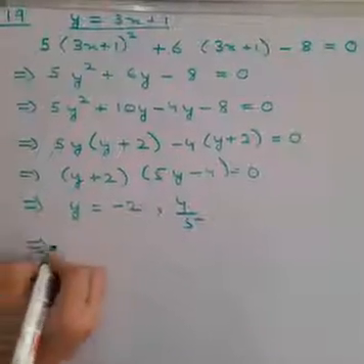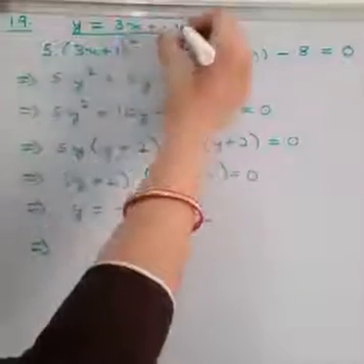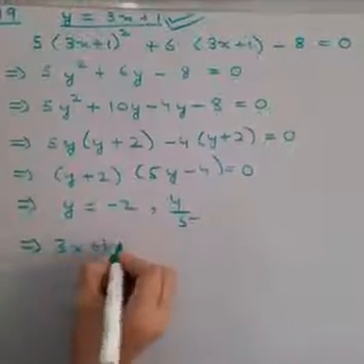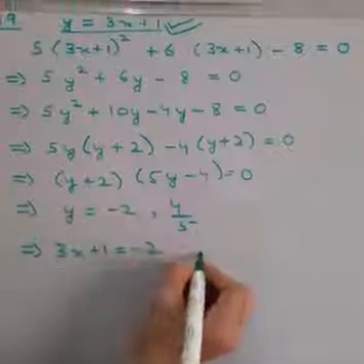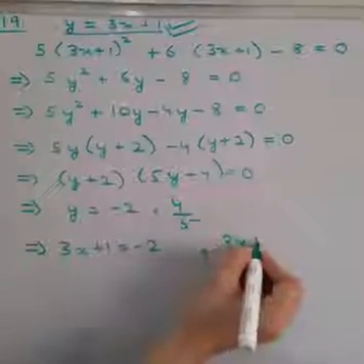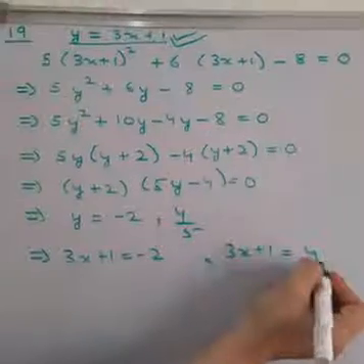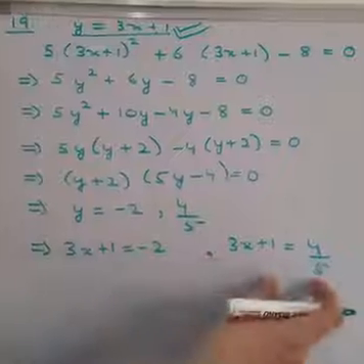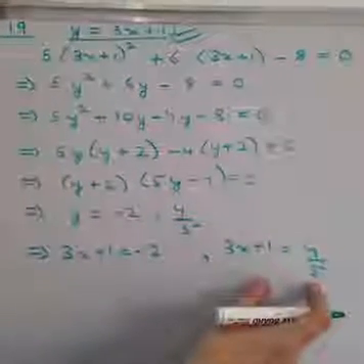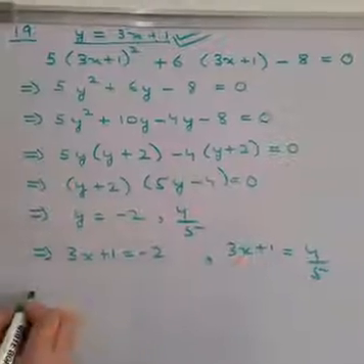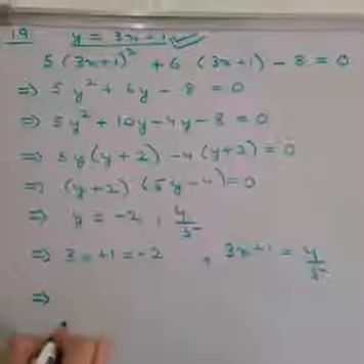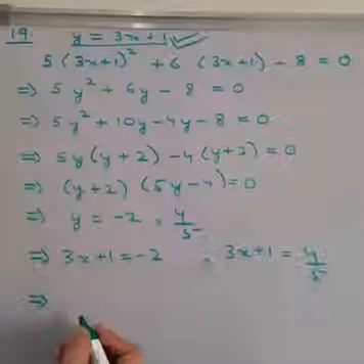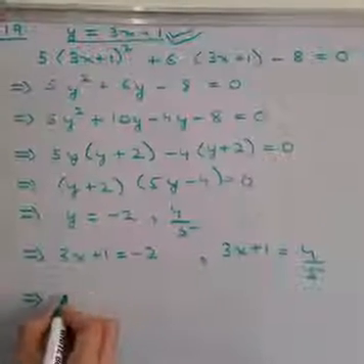So this will imply, in place of y what is supposed to be kept? 3x plus 1. So this will give 3x plus 1 is equal to minus 2 and 3x plus 1 is equal to 4 by 5. Now, if you notice, each of these is a linear equation in one variable which you have studied in previous classes to solve by the transposition method, where you take the variable terms to one side and the constant terms to the other side.